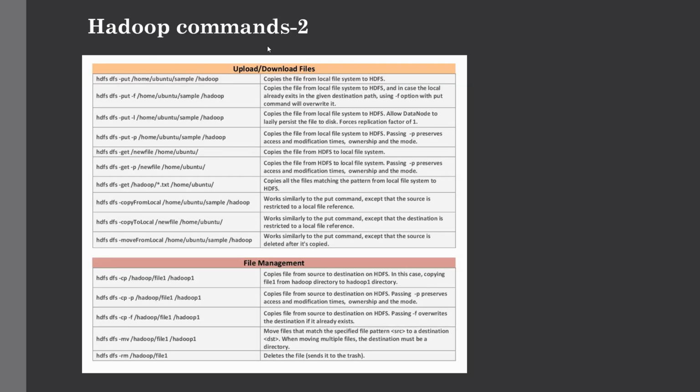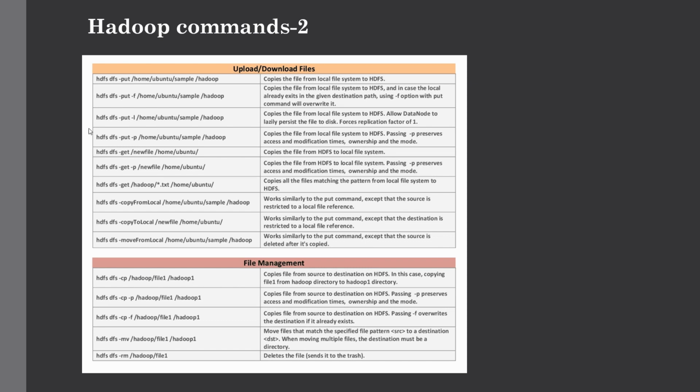Then we have the commands for uploading and downloading the files. We have already discussed some of those commands, such as copyFromLocal, which will copy the file from the local system and paste it to the Hadoop system. Similarly, there is put, which will copy a file from the local system to HDFS. It is similar to copyFromLocal. If the given file is already present in HDFS, then we can use the -f option for overwriting that file. The -l option forces the replication factor of 1. Then there is the -p option, which preserves the access and modification times as well as the ownership and mode information.